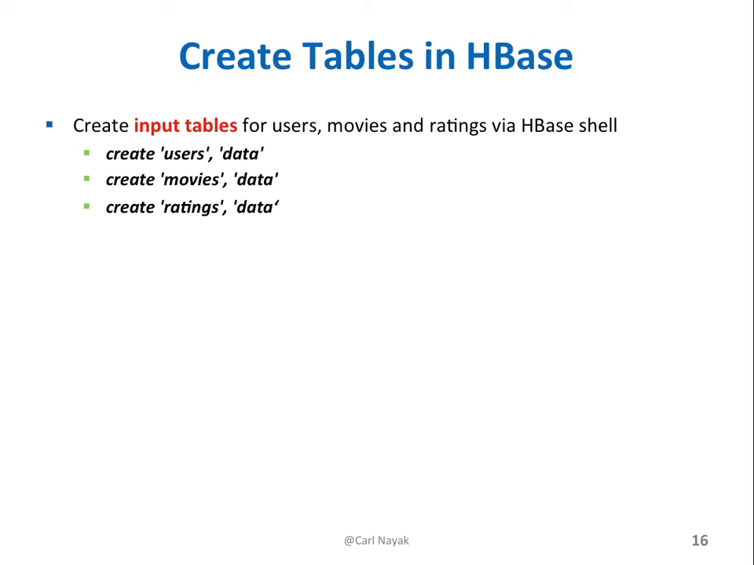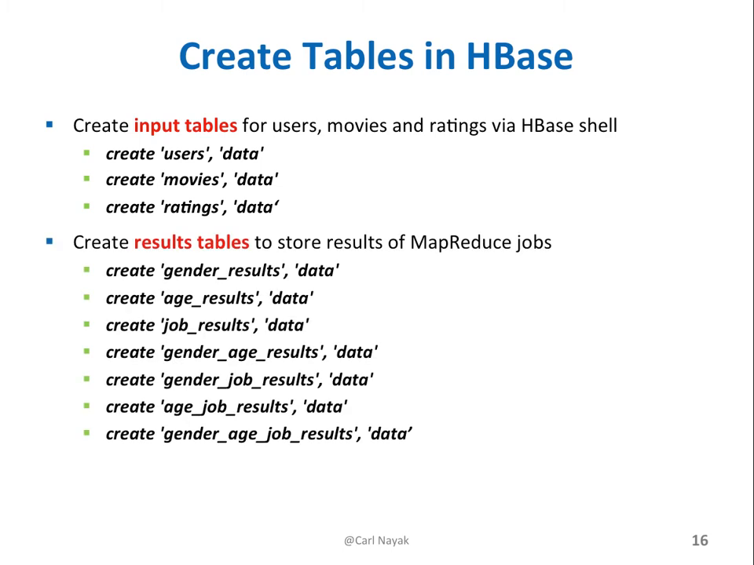The next step was to create the HBase tables needed by the MapReduce jobs. There are 3 tables that correspond to the input, all of which have a single column family called data. Since we have 3 demographic parameters, namely gender, age, and genre, they can be combined in 7 unique ways, and we end up with 7 result tables. And once again, all these tables have a single column family called data.